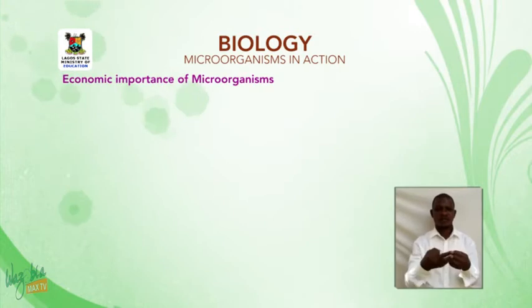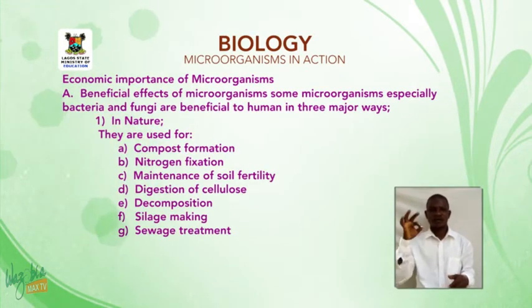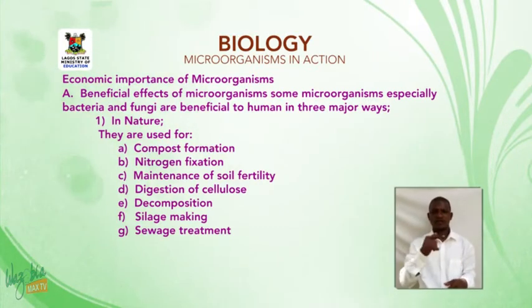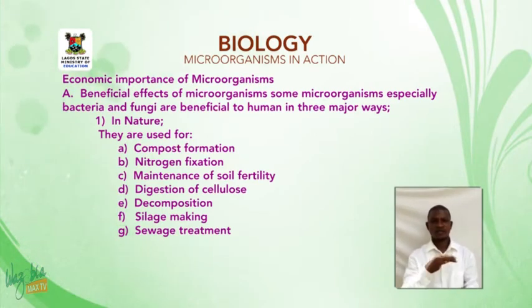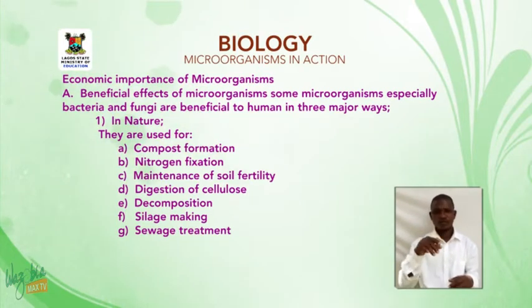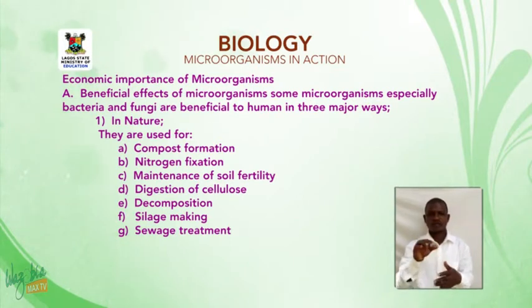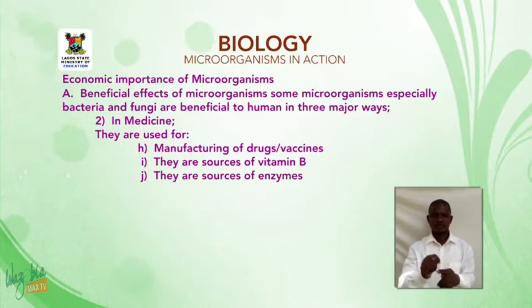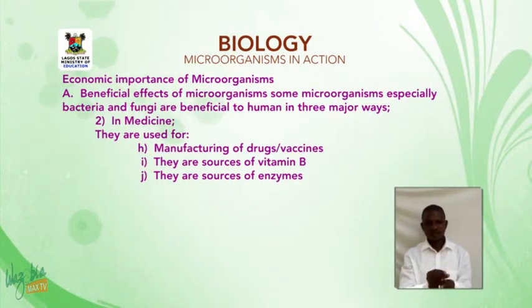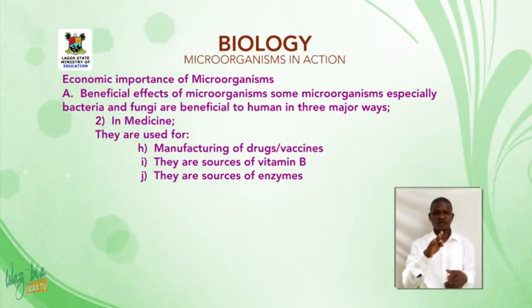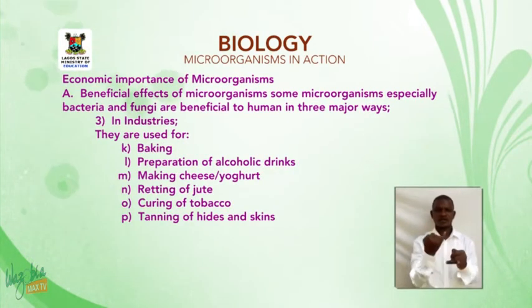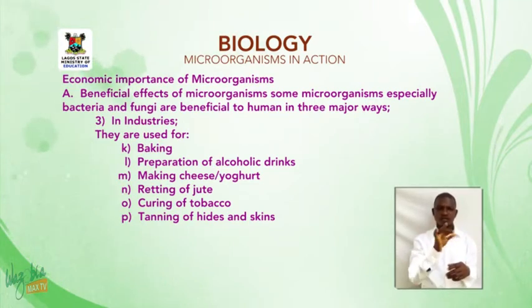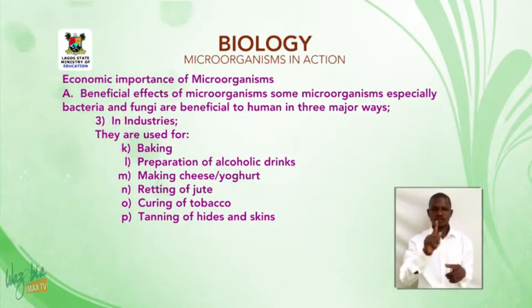Economic importance of microorganisms. A. Beneficial effects of microorganisms. Some microorganisms, especially bacteria and fungi, are beneficial to humans in 3 major ways. In nature, they are used for compost formation, nitrogen fixation, maintenance of soil fertility, digestion of cellulose, decomposition, silage making, and sewage treatment. In medicine, they are used for manufacturing of drugs/vaccines. They are sources of vitamin B and sources of enzymes. In industries, they are used for baking, preparation of alcoholic drinks, making cheese/yogurt, retting of jute, curing of tobacco, and tanning of hides and skins.